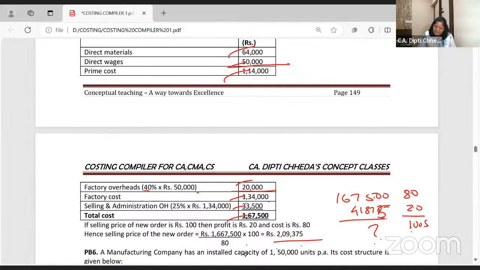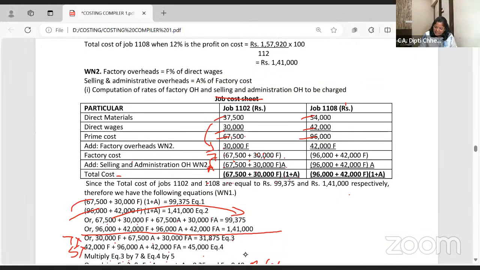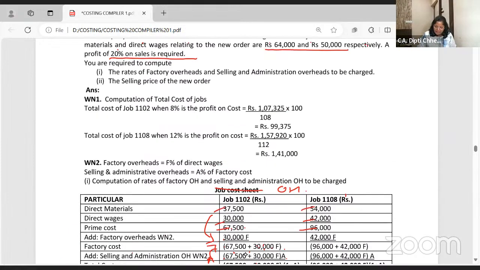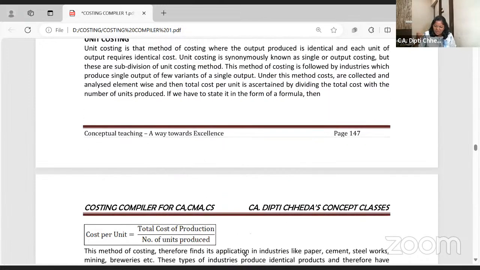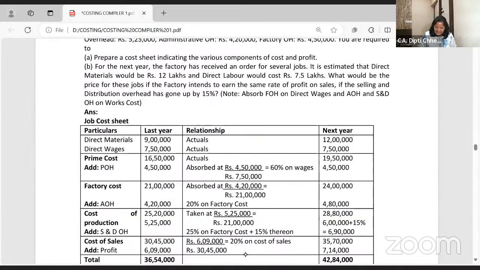Okay. Acha, ma'am, can they ask this question instead of job cost sheet? Can they give you in the overhead chapter? Yeah. In overhead, nothing is given. Factory overhead is taken as a percentage of direct labor. Admin and selling overhead is taken as a percentage of factory cost. So you can assume one as X, one as Y, and continue. Okay? Right.